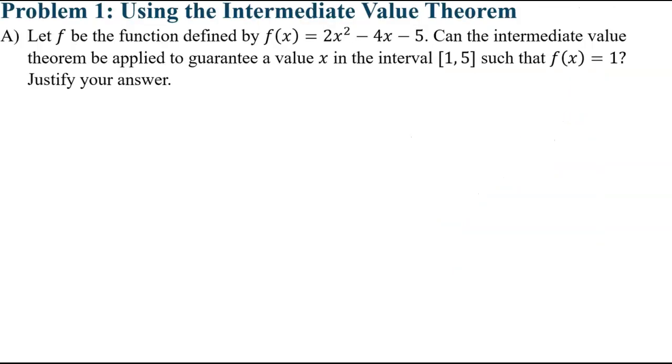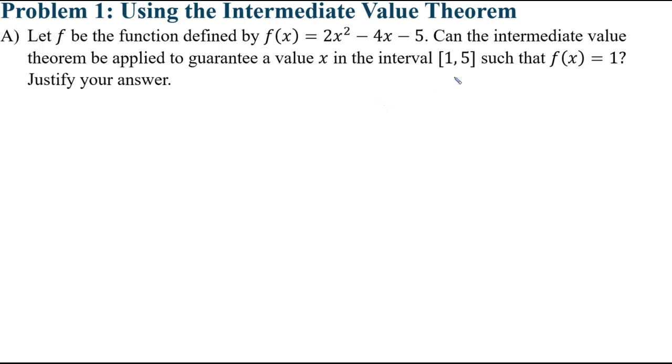All right, so let's go ahead and look at applying the intermediate value theorem, problem 1. Part A says, let f be the function defined by f of x equals this polynomial. We want to know, can the intermediate value theorem be applied to guarantee a value of x in the interval 1 to 5 such that f of x equals 1? In other words, we want to figure out, do we have a solution to f of x, this polynomial, equals 1 on this interval 1 to 5? Now, we could obviously solve the equation and see if we have that solution, but otherwise we can use our intermediate value theorem to determine whether or not it will happen. So let's go ahead and do that.